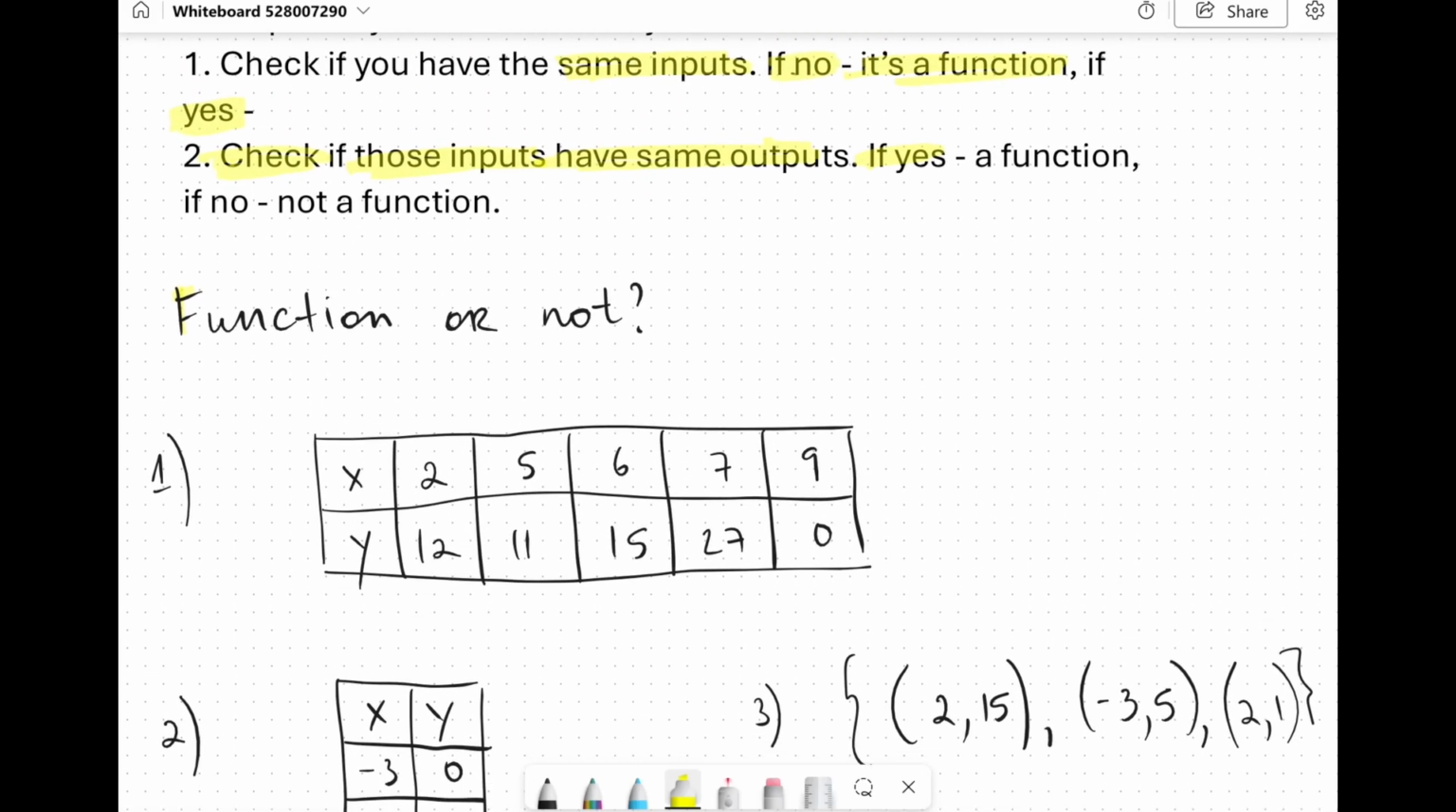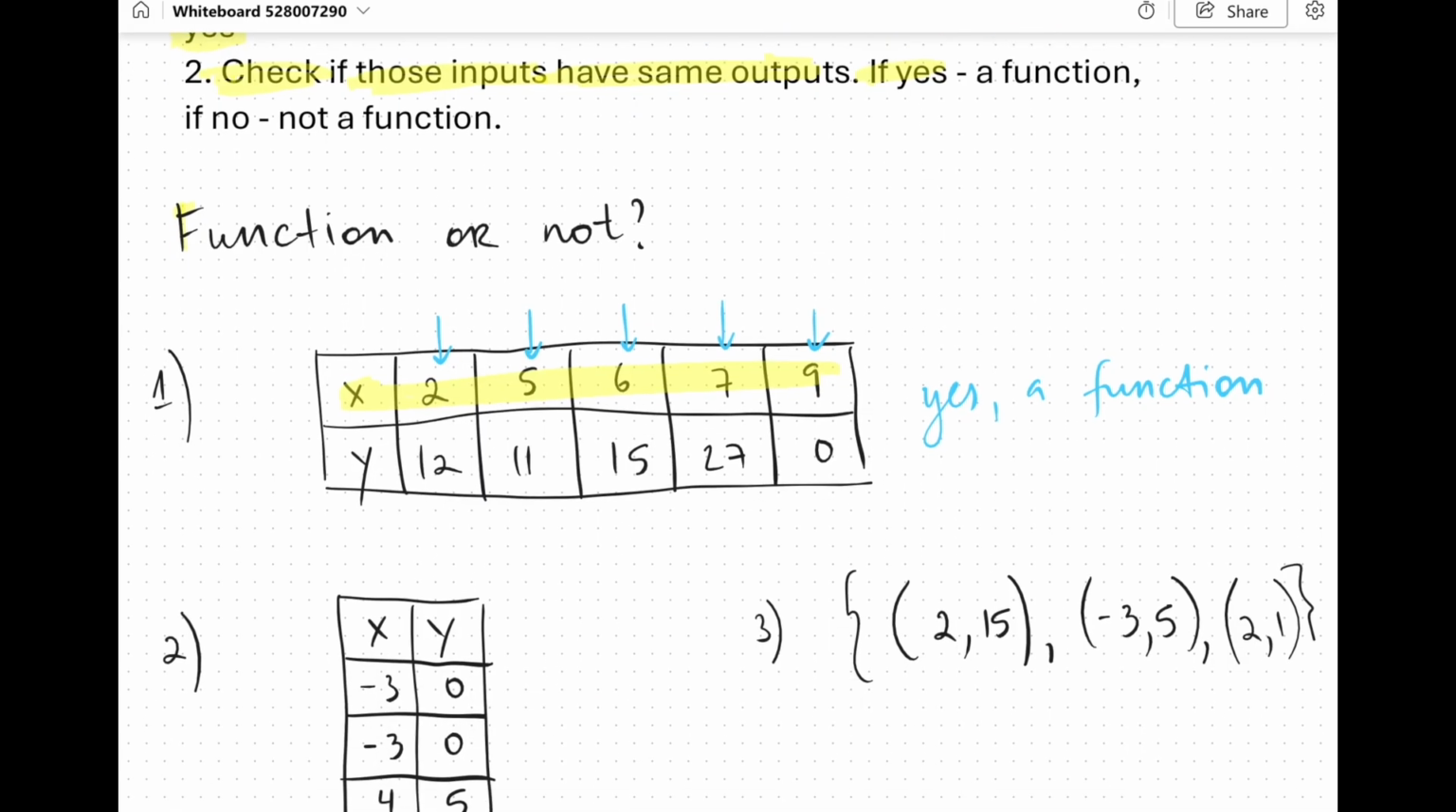Check if you have the same inputs. The inputs are the x's. If you do not have the same inputs at all, it is a function. So let's go ahead and check if we have the same inputs. We got 2, 5, 6, 7, and 9. We do not have the same inputs. So if you do not have the same inputs, it's a function. So yes, a function. Let's look at number 2 here.